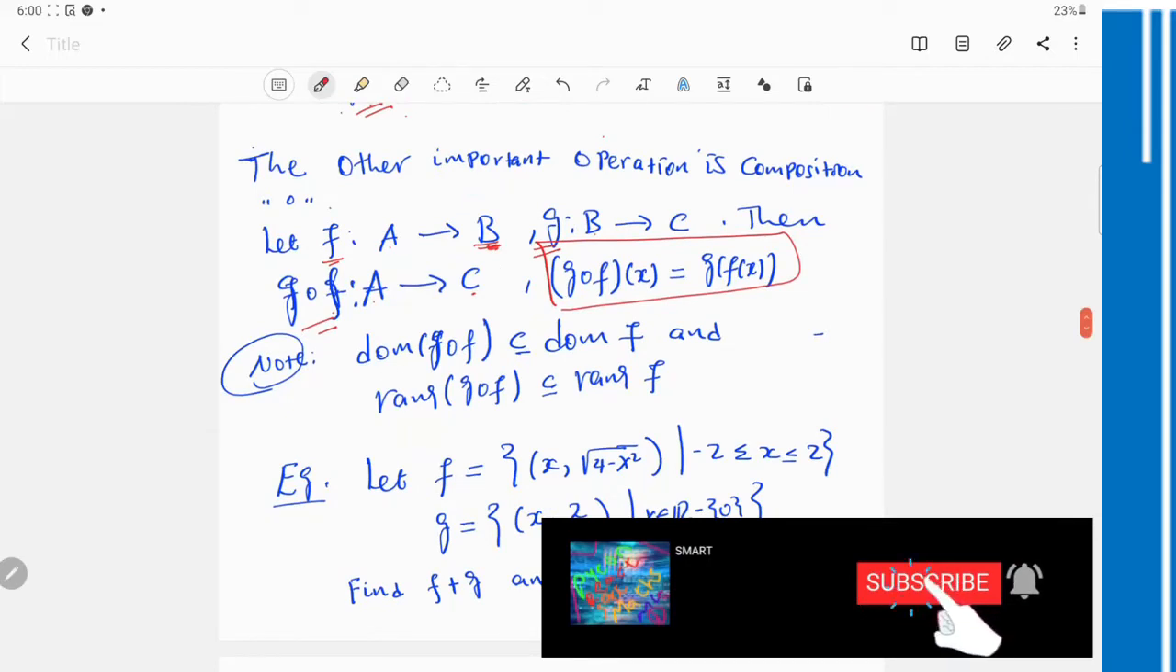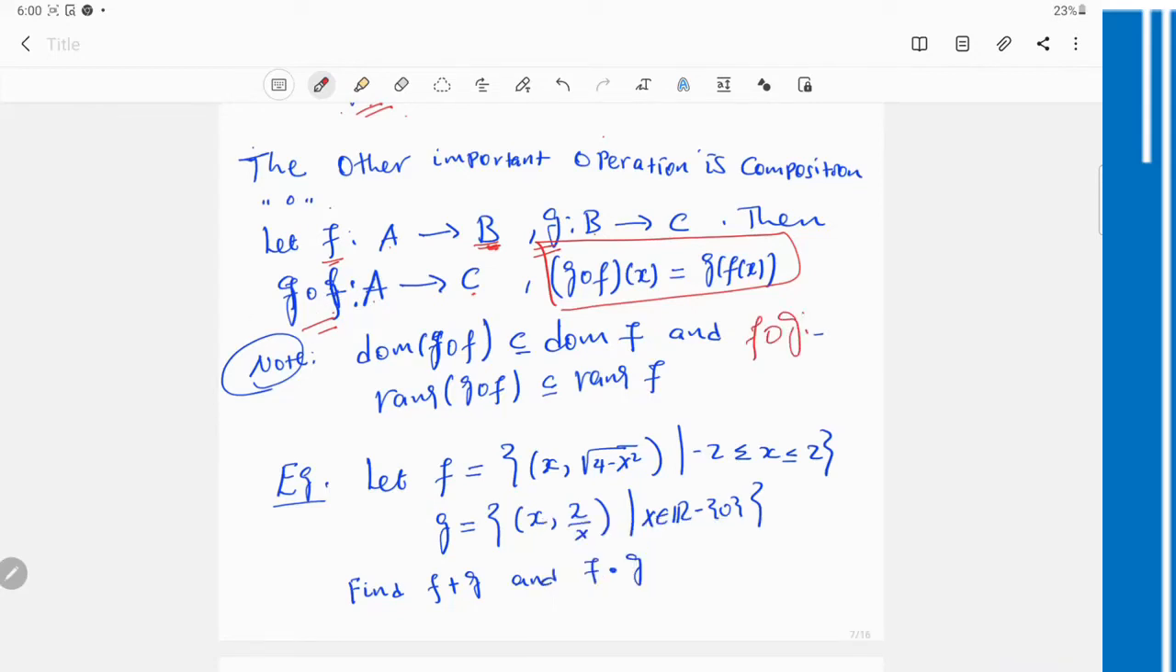Similarly, to define f composite g, if g goes from B to C, then f must start from C and go to anywhere, let's say Z. So the domain of f composite g is always contained in the domain of g, so it's clear. And the range of g composite f is contained in the range of g.